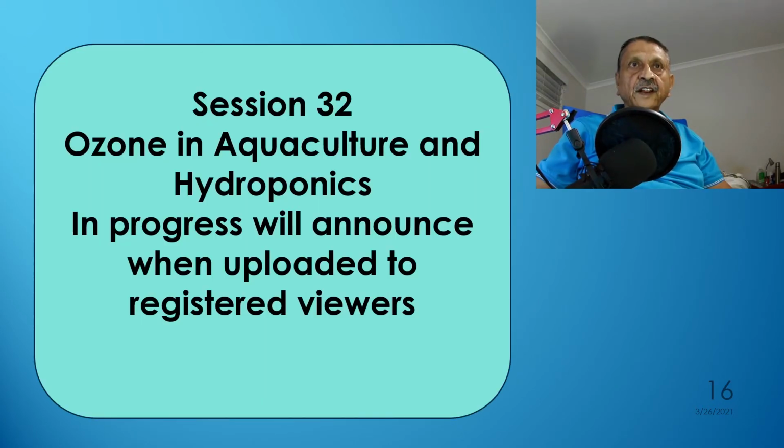Ozone has been successfully applied in aquaculture, in growing of prawns, oysters, cleaning of oysters, etc. And I will be dealing with some of those applications. I'll also be dealing at the same time in this session with hydroponics, which is how we can grow vegetables, etc. using ozone, and we save 70% of the cost of the water.